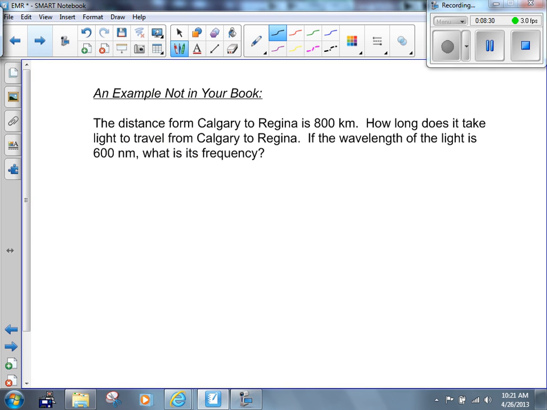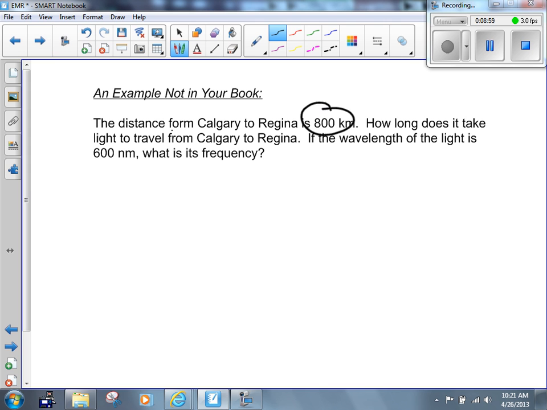I want to do one more example with you, though. This one isn't a Michelson experiment. This is just a general speed of light question, just to refresh your memory from Physics 20 how wave speed calculations work. This one says the distance from Calgary to Regina is 800 kilometers. How long does it take light to travel from Calgary to Regina? If the wavelength of the light is 600 nanometers, what's its frequency?